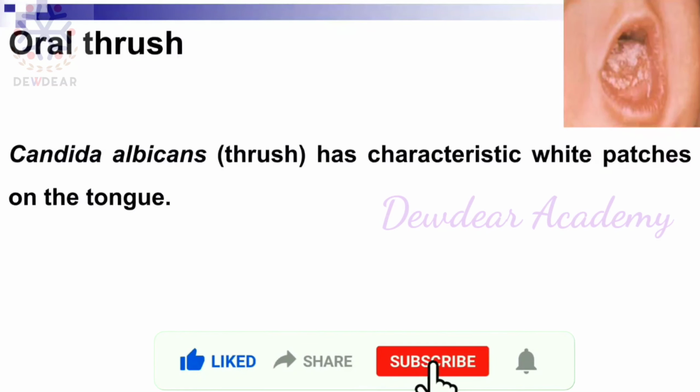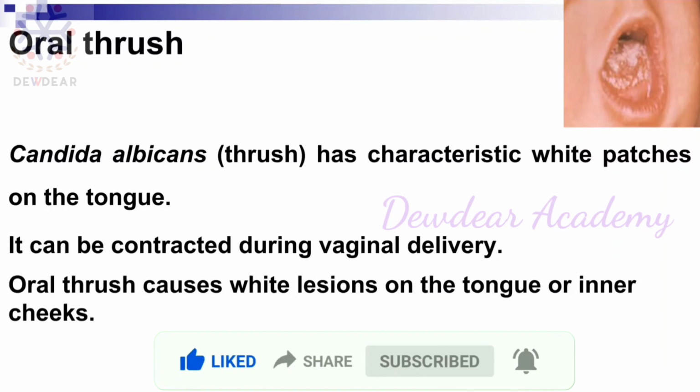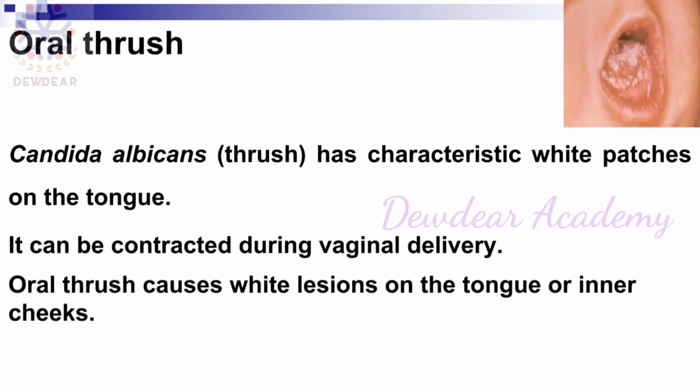Candida albicans or oral thrush has characteristic white patches on the tongue. It can be contracted during vaginal delivery, and oral thrush causes white lesions on the tongue or inner cheeks.